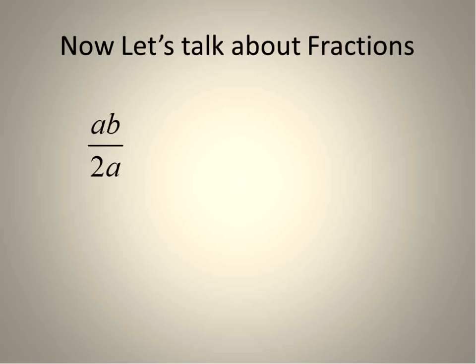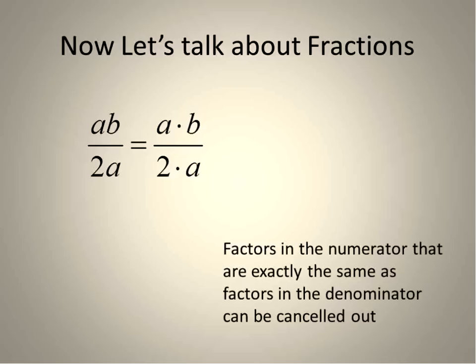Now we need to talk about fractions briefly before we move on. This may be a review, so I'm going to go over it pretty quickly, but fractions that look like this can be written out as A times B and 2 times A. That's a common thing that we'll do when we're trying to simplify fractions. So we'll separate things out into all of their factors. AB is the same as A times B, 2A is the same as 2 times A.